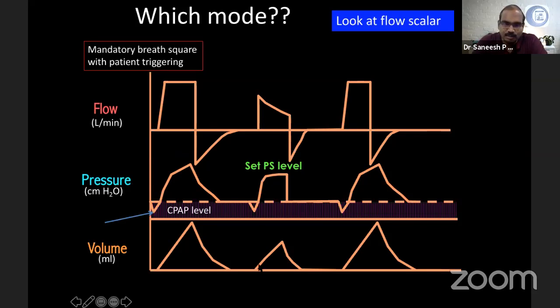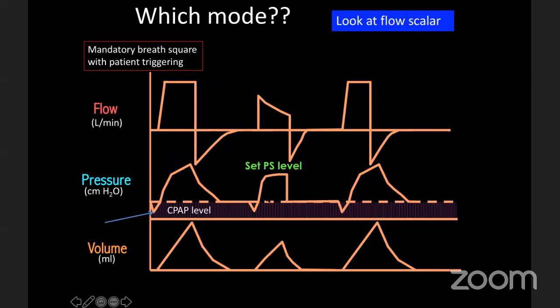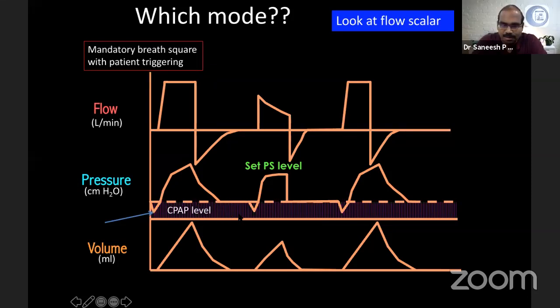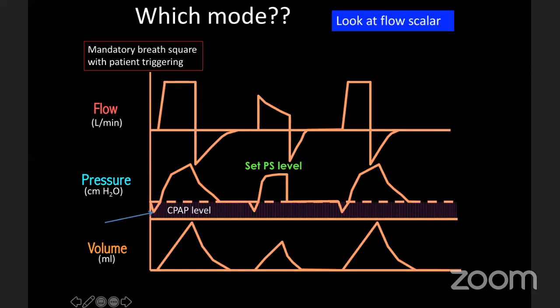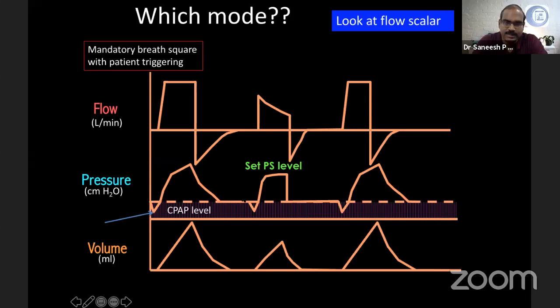Okay. So the volume generated is less and the set pressure support level is attained in this breath cycle. Clear? Yes, sir. So this is all in the background of a PEEP or a continuous positive airway pressure. Our baseline is actually raised to this value. This value is set as the PEEP. Clear? So now we have an assisted volume control breath and a pressure support.